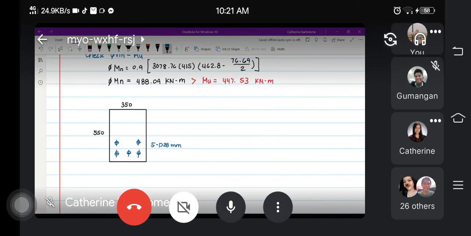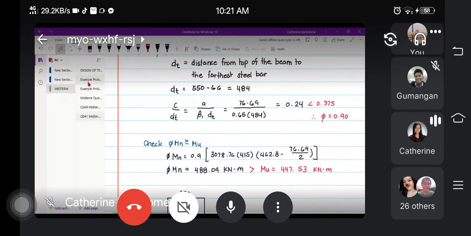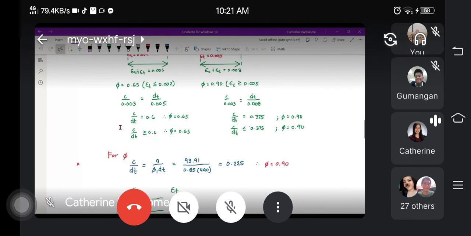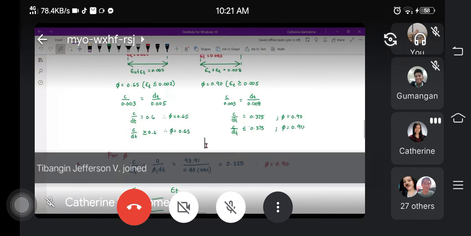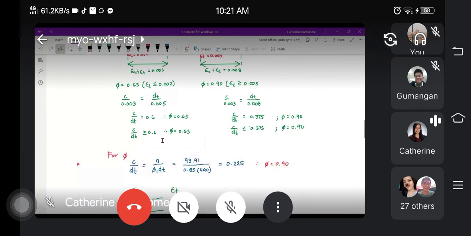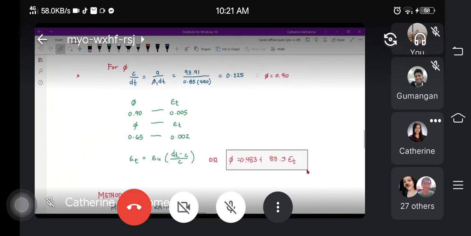Ma'am, doon po sa C over dt, paano po pag mali po yung assumption? Greater than po yung nakuha nyo. Kapag greater than ang nakuha nito, if it is greater than or equal to 0.6, you use phi of 0.65. Okay, but if it is in between the 0.6 and 0.375, gagamitan nyo ngayon ng formula. Itong formula na to, in order to get the real value of phi.